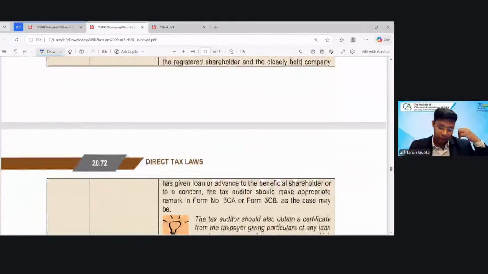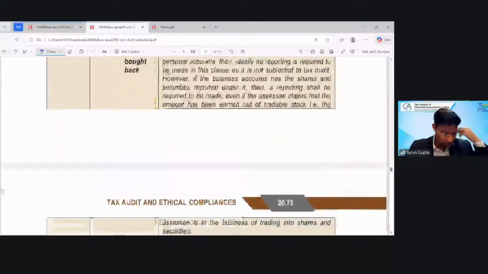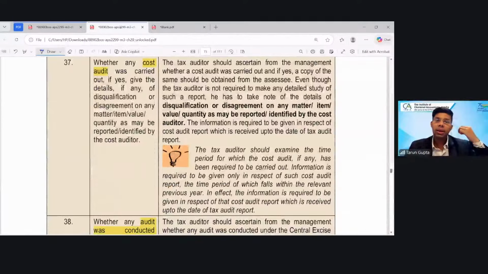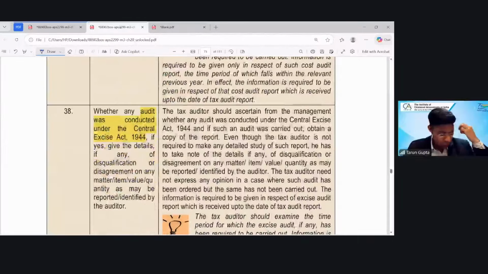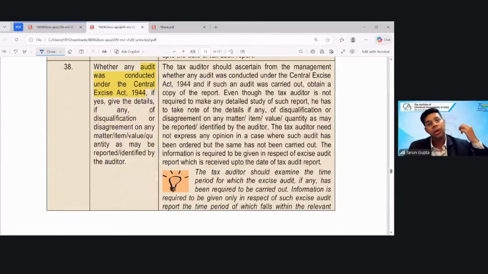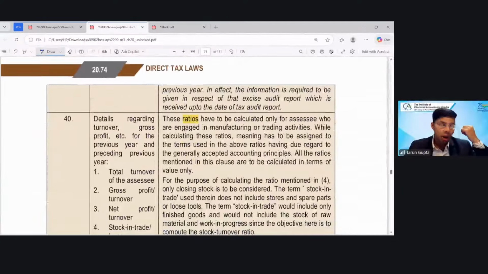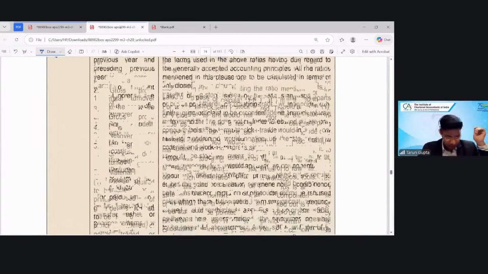or has received any buyback proceeds, which is taxable under section 2(22)(f). Clause 37 says if there is any cost audit carried out, then state the fact whether it's carried out or not. Clause 38, whether any audit was carried out under the Central Excise Act. Clause 40 is important. It lists various ratios, the net profit as well as stock turnover, etc., and it's compared to the previous year, earlier years.